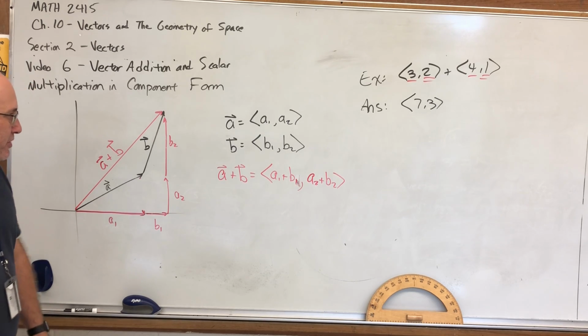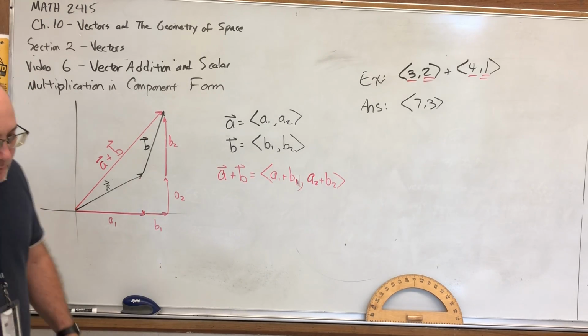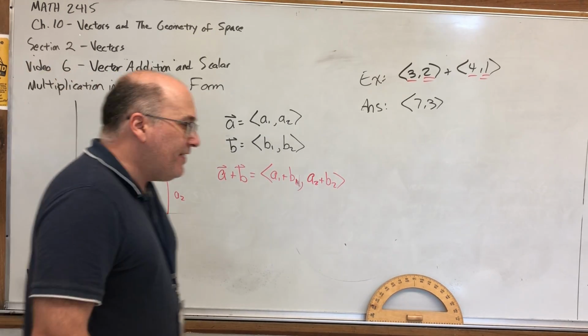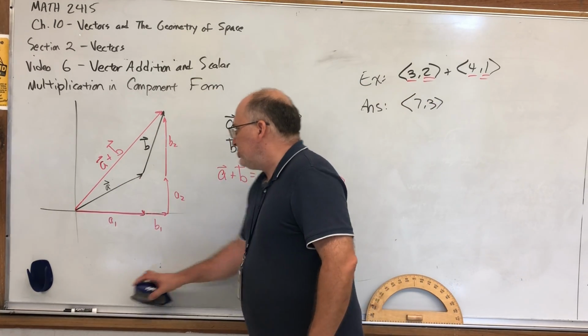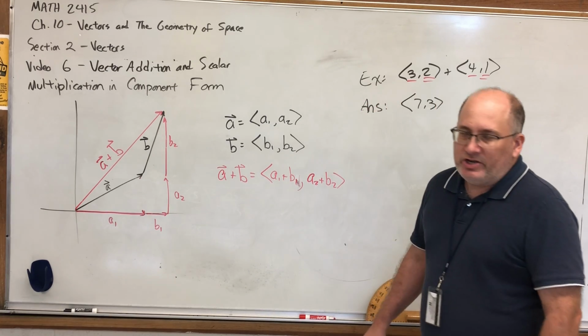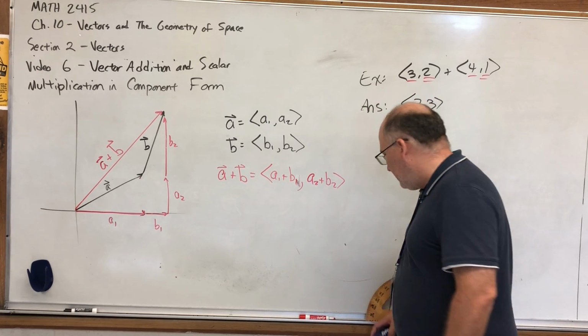Now, if this were in 3 dimensions, it would be the exact same thing. We would just add the third components. And the same thing if you want to go beyond 3 dimensions. So adding vectors component-wise is crazy easy. You just add corresponding components.